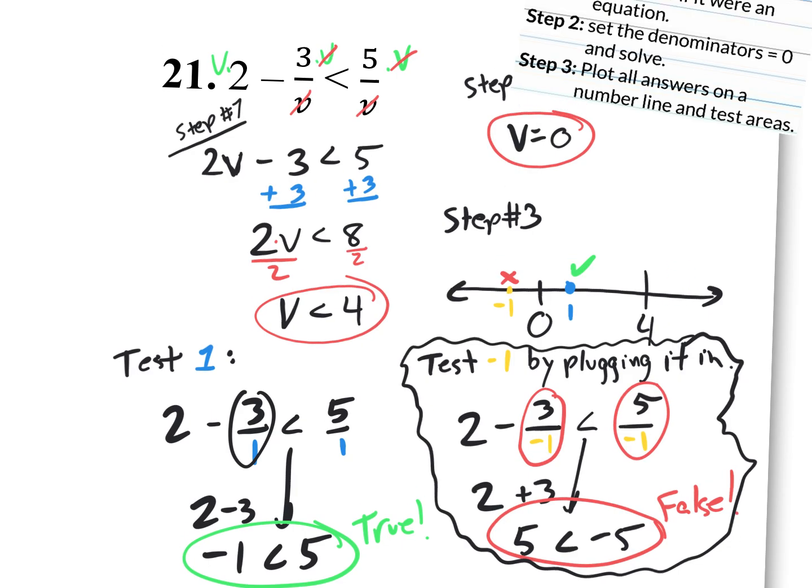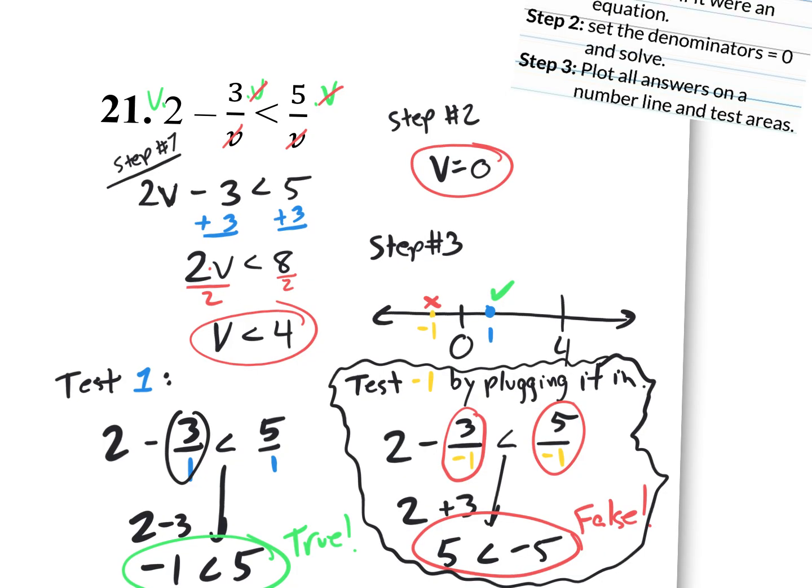5. 5 is definitely on the right side of 4. So if you wanted to, you could say test the number 5, but I already know it's not going to work. I already know it's not going to work, but let me show you that. Let me prove that. 2 minus 3 over 5 is less than 5 over 5. Okay, so you have 2 minus 3/5, and that should be less than 1.